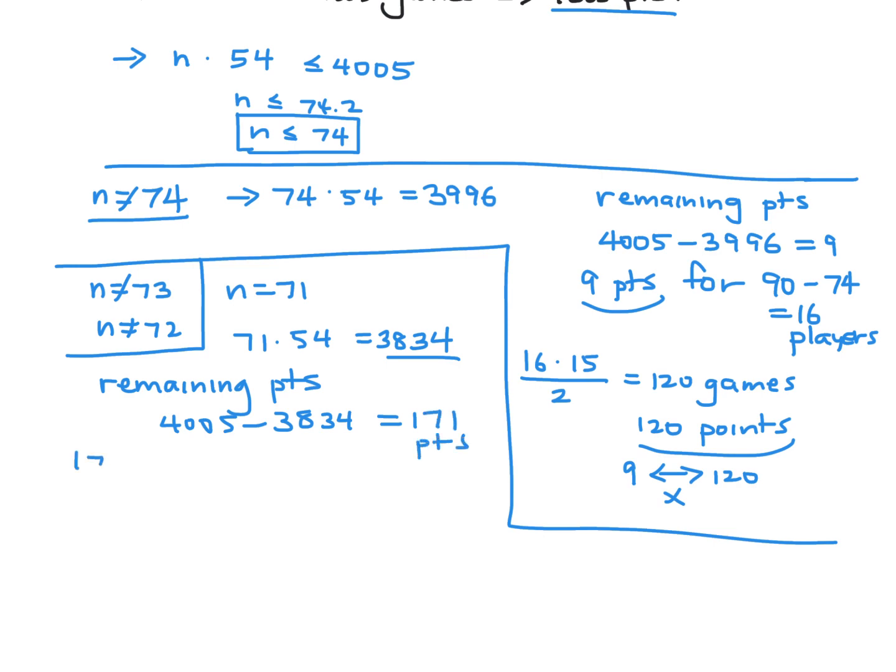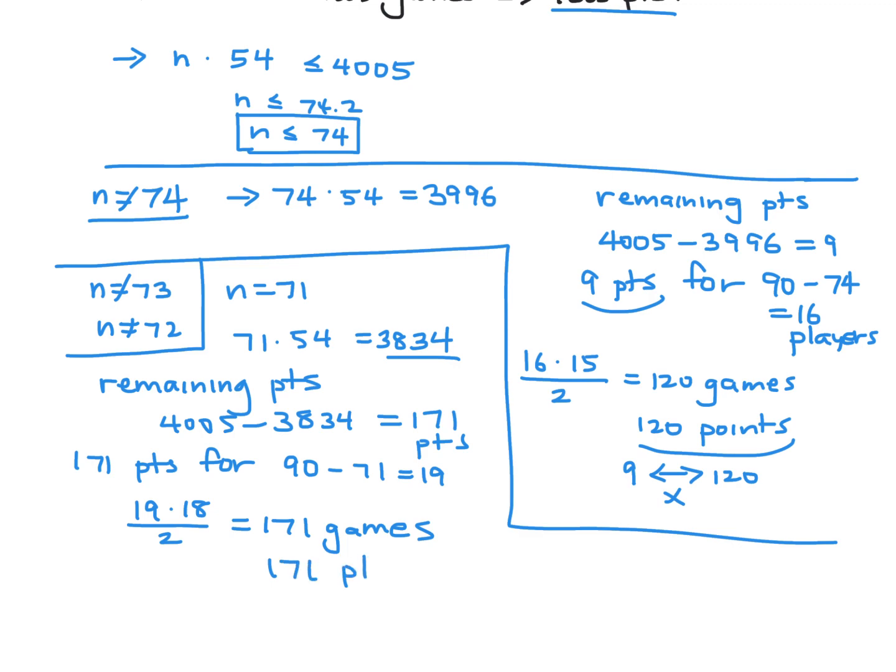Now those 171 points are for the other players. There's 90 total minus these 71, so that's 19 players. Those 19 players will play the other 18, and that will create 171 games, and those 171 games will have 171 points. So there you go, the 171 matches the 171, and therefore this is a valid solution, and it's the greatest solution, which is what they wanted.